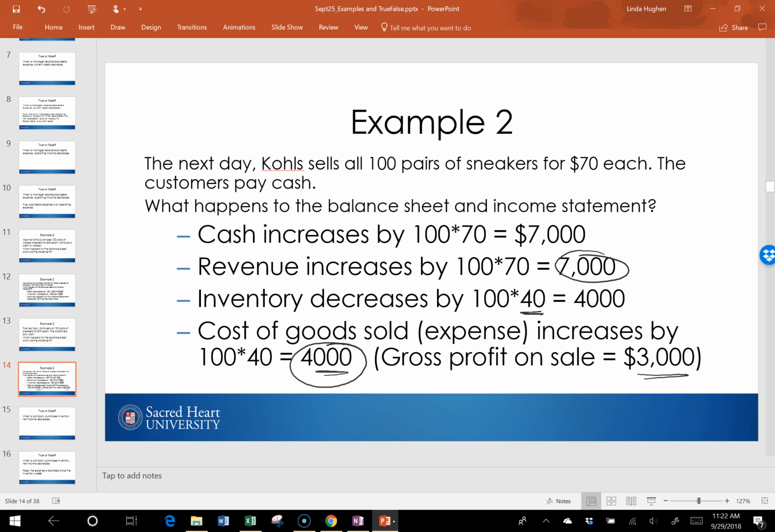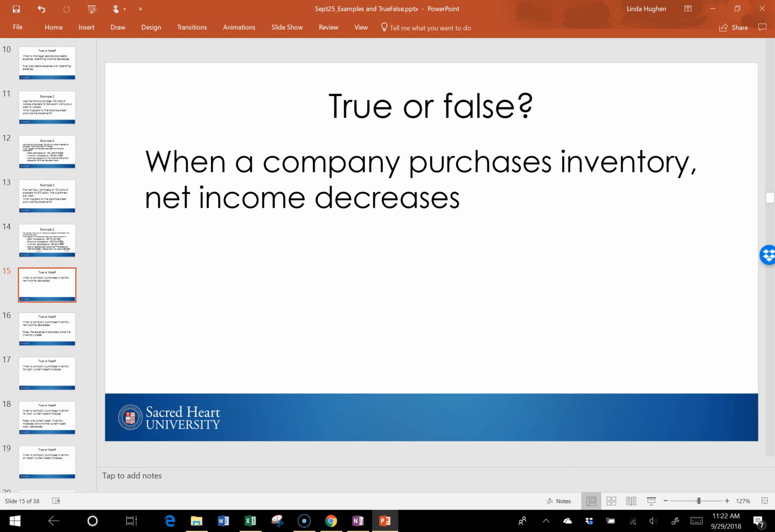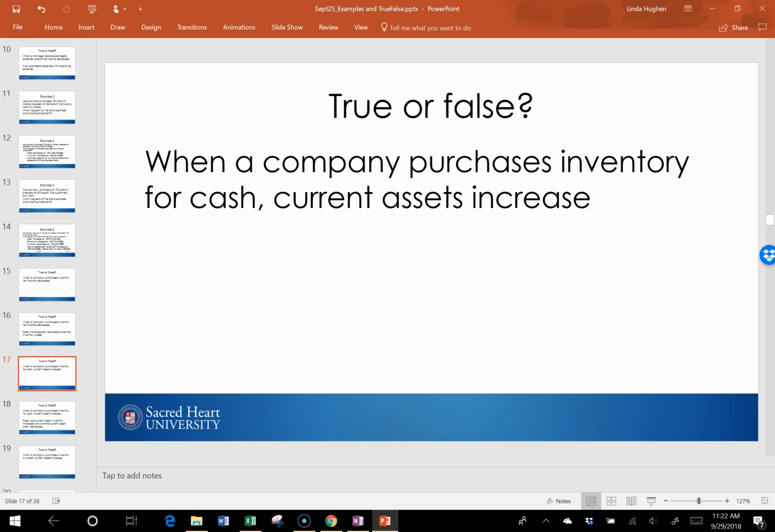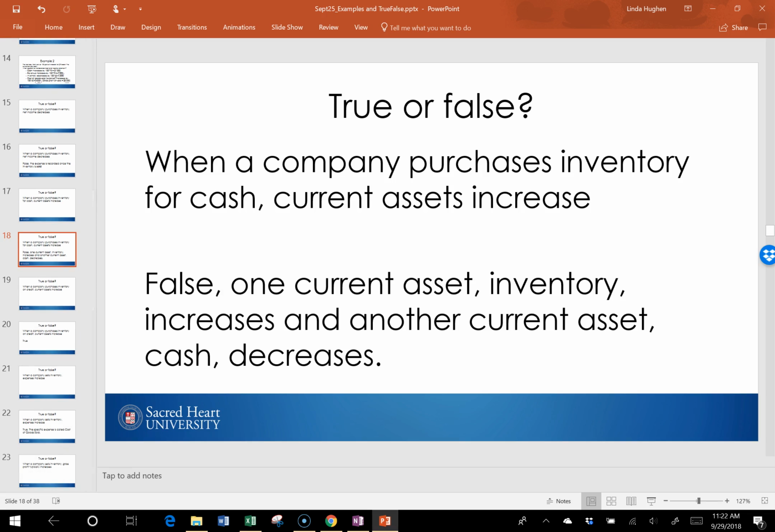Okay, a few true-false questions before we return to the notes. When a company purchases inventory, net income decreases. True or false? That is false. The expense is recorded once the inventory is sold. When a company purchases inventory for cash, current assets increase. True or false? False. One current asset, inventory, increases and the other current asset, cash, decreases.